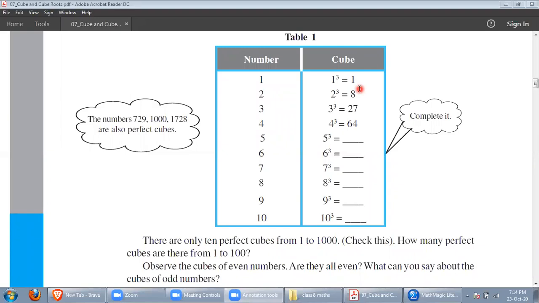And when we talk about cube root, it will be like, what is the cube root of 8? When we ask that, it will be 2. Similarly, when we ask what is the cube root of 27, it will be 3. Okay.